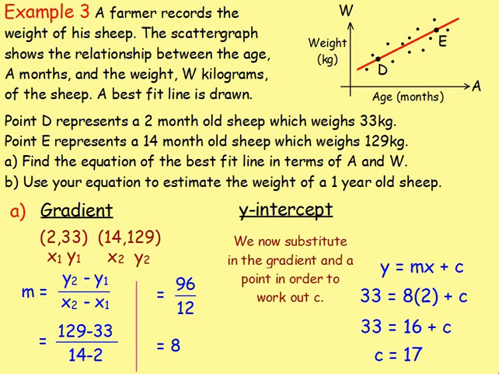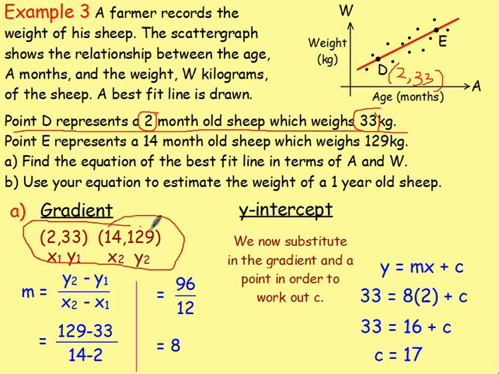For this example here, I gave you 2 points. It wasn't that obvious. I didn't tell you D is something something, but I did put it into the worded part of the question. So I told you it's a 2-month-old sheep that weighs 33 kilograms. So this point D would be 2, 33. Same with point E. I'm telling you that is a 14-month sheep weighing 129 kilograms. So really you can get both points.